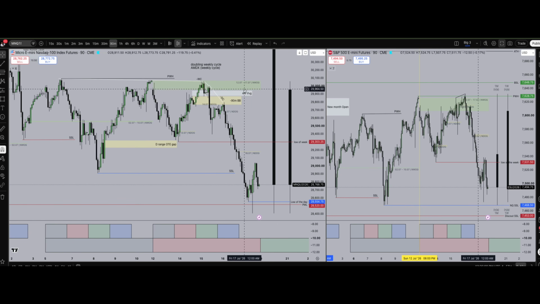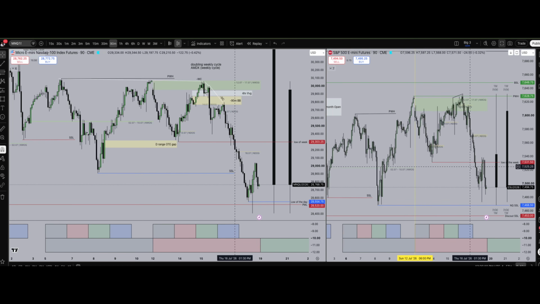So off of this, you can easily see why we moved lower. I mean, the SSMTs speak for themselves. Doubling weekly, a daily cycle, the hidden 90 that was so aggressive.